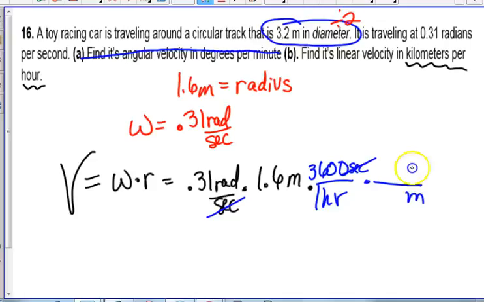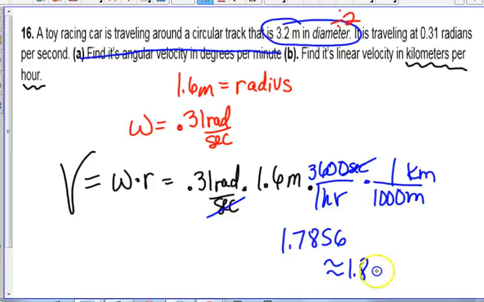Meters need to go on the bottom, kilometers on the top. 1,000 meters is 1 kilometer. So everything's on the top except for the 1,000. 0.31 times 1.6 times 3,600 divided by 1,000. 1.8 kilometers per hour.